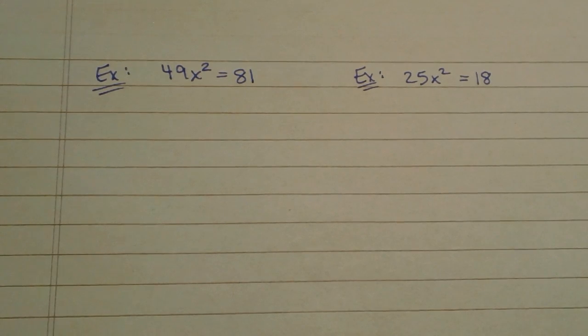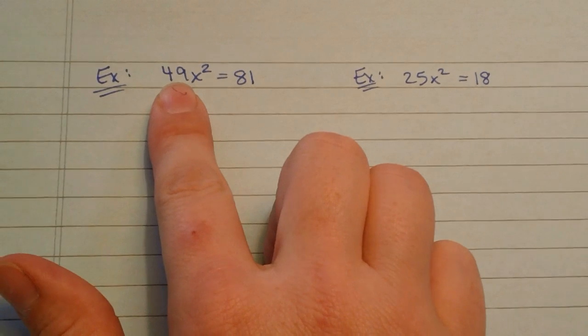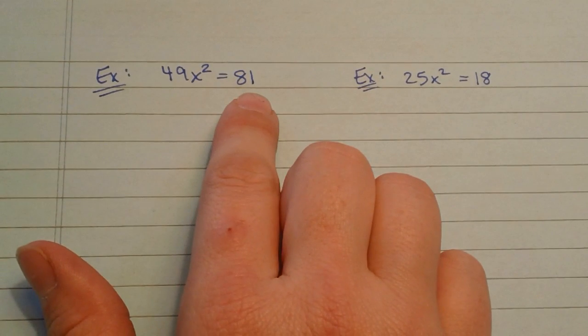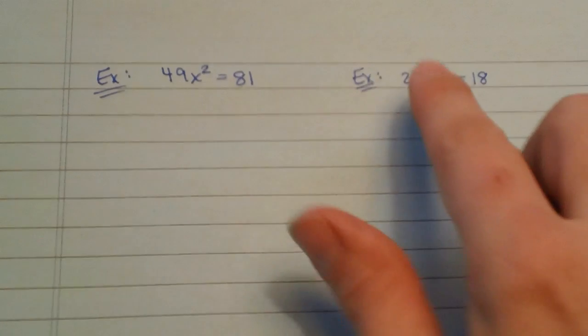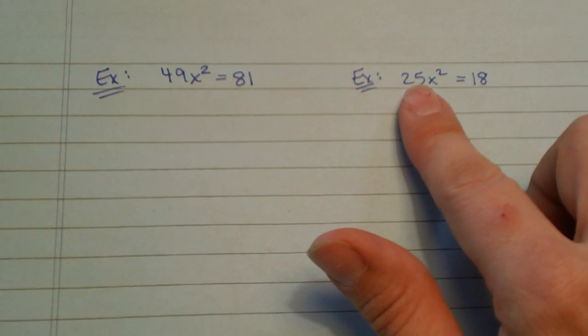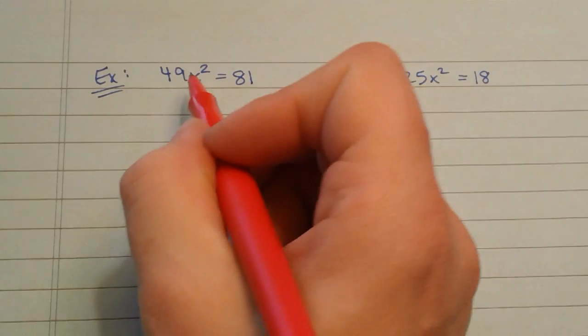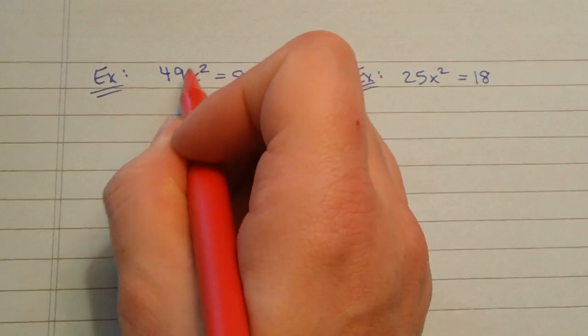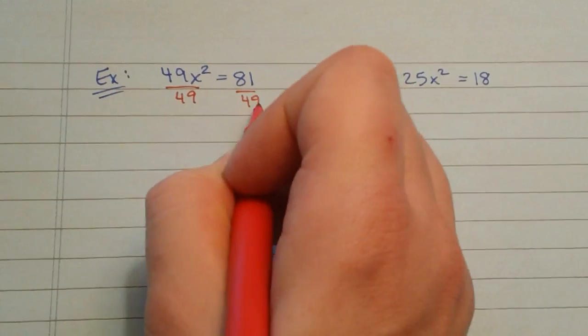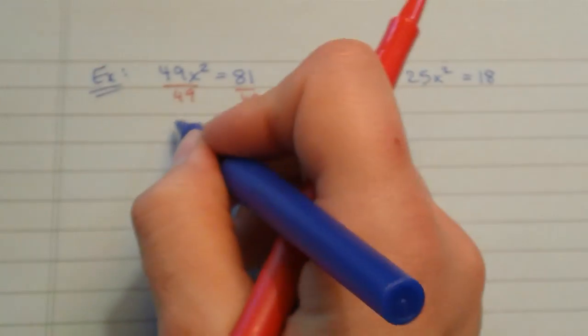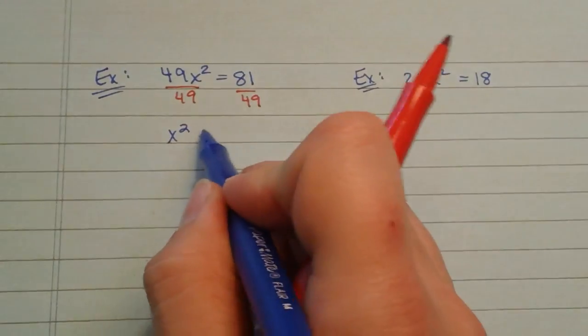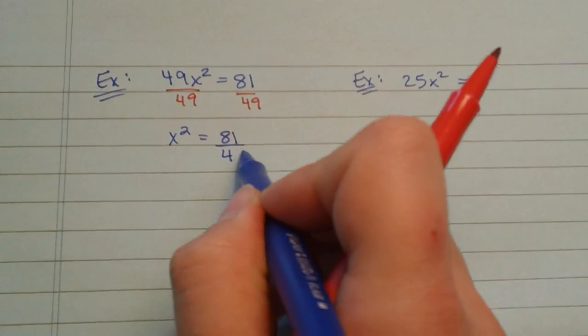The difference between these two problems: in the first problem, the coefficient on the x squared is a perfect square and the constant term is a perfect square. In the second example, the coefficient is a perfect square, but the constant term is not. We're still going to follow our same steps, so I need to isolate my squared thing. In this case, my squared thing is x squared. So let's go ahead and divide both sides by 49, which gives me x squared equals 81 over 49.